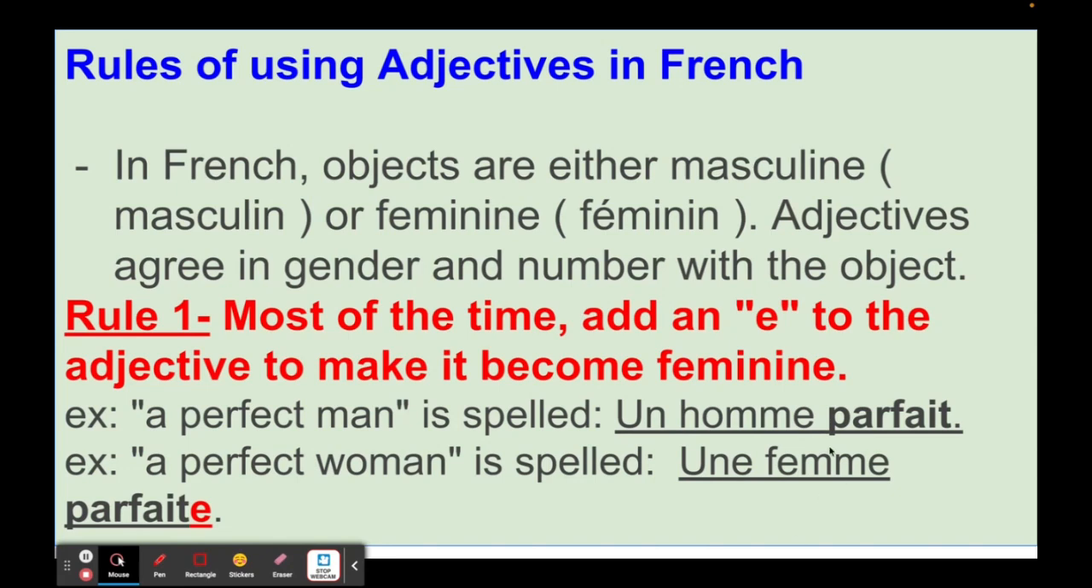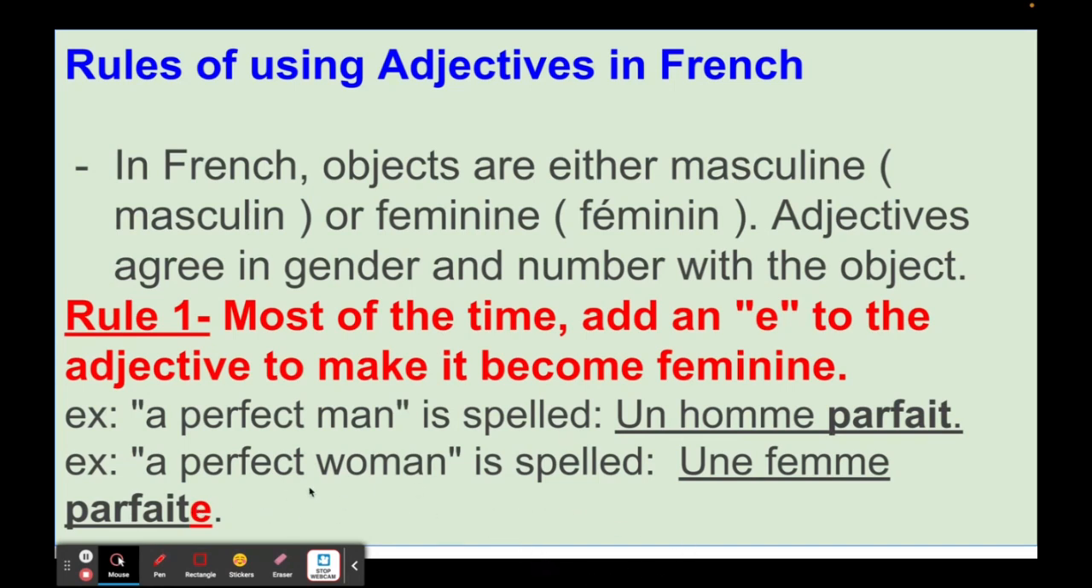And here is a sentence: un homme parfait, a perfect man. I don't know why I used that adjective, but there is no such thing as a perfect man. As you see, parfait is the adjective that is describing homme, which is man. If I want to switch it to the feminine form, I'm going to switch to femme, which is woman. And the way we say a perfect woman is une femme parfaite.